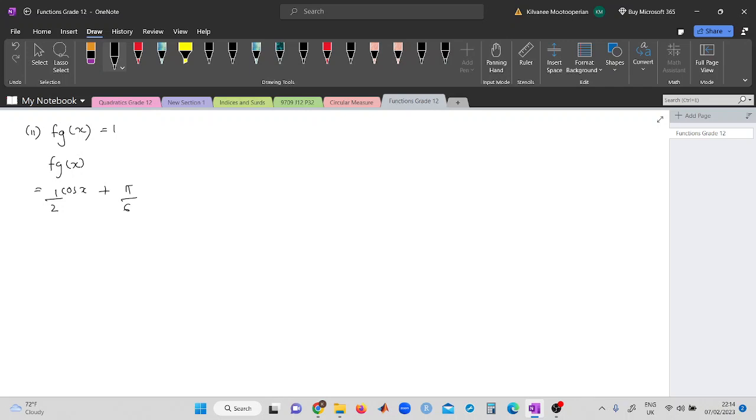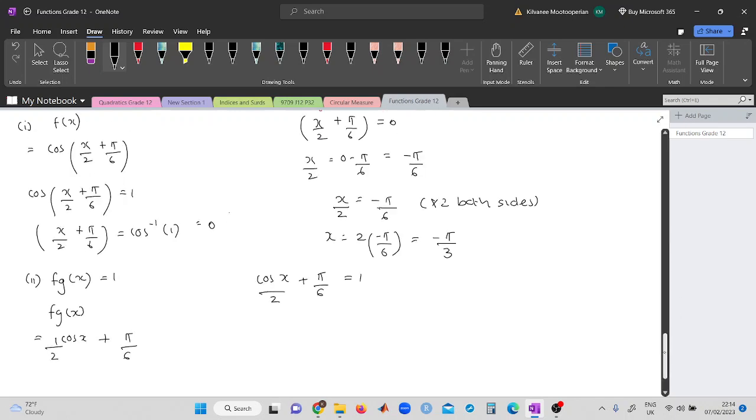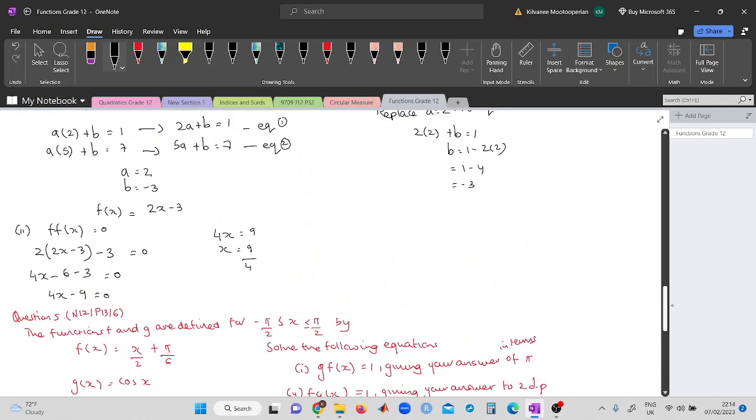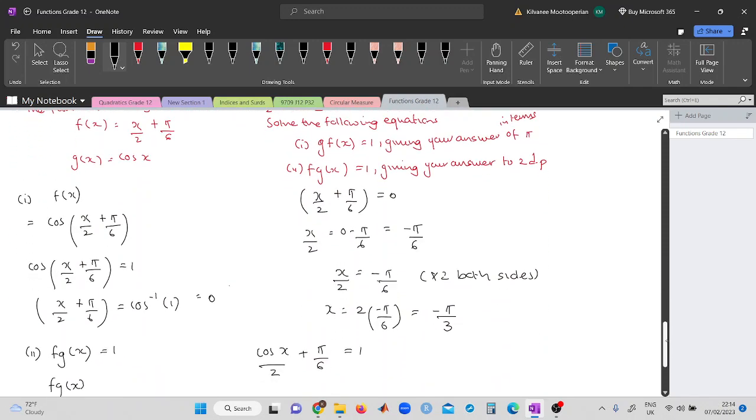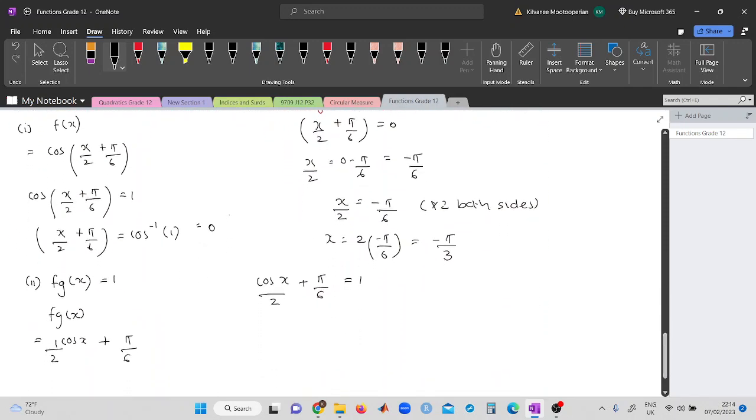Okay, now I solve. So cos of x over 2 plus pi by 6 equals to 1. Maintenant, quelque chose que j'ai oublié de mentionner. For the first part itself, when I did cos inverse of 1, I got 0.